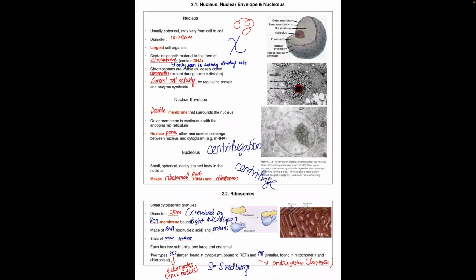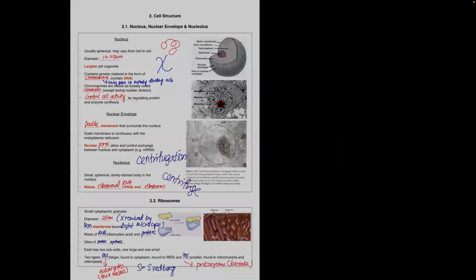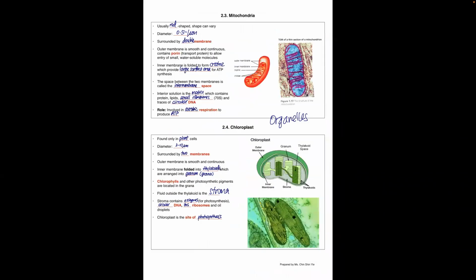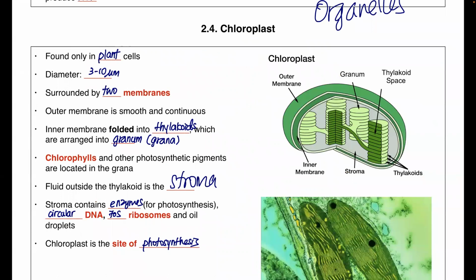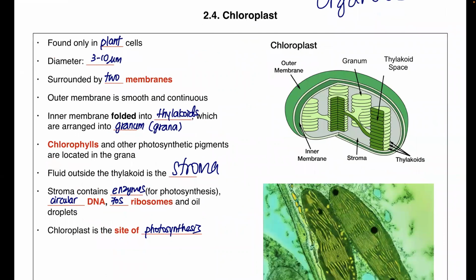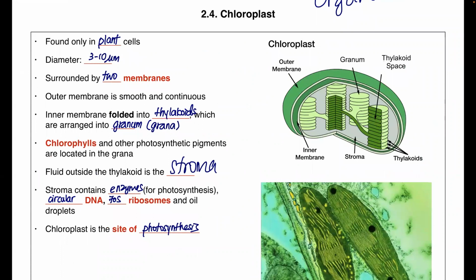Yesterday we also looked at the nucleus and ribosome, and also mitochondria. So let's just continue with chloroplast. As you are very familiar, chloroplasts are only found in plants. Diameter is about 3 to 10 micrometers.